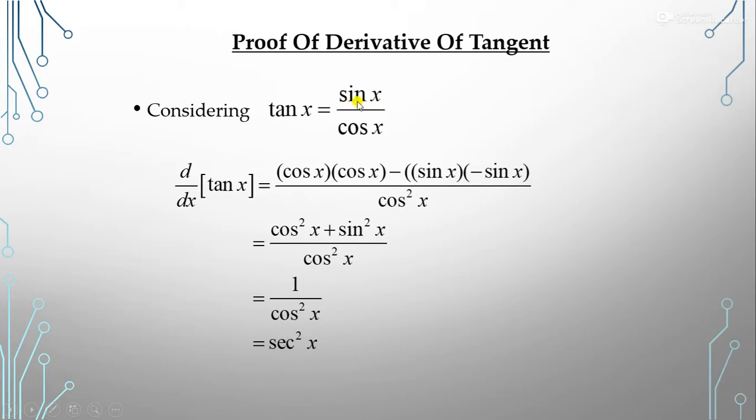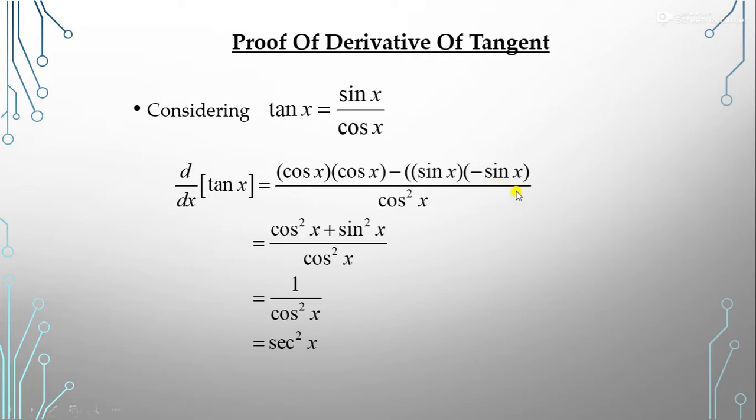So what is the differentiation of sin x? In the last slide we saw that the differentiation of sin x is cos x, minus the numerator as it is, sin x, times the derivative of cos x. What is the derivative of cos x? That is minus sin x. So first you must remember the derivatives of the trigonometric functions.